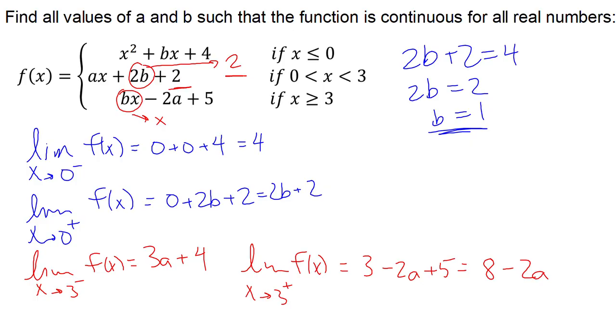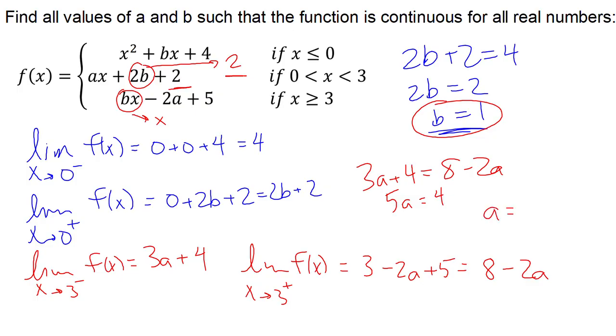So we already have b equals 1, and we can see that there's no b's left. We just need 3a plus 4 to equal 8 minus 2a. And so whenever that's true, should be a solution. So 5a equals 8 minus 4, which is 4. So we end up with a is equal to 4/5.